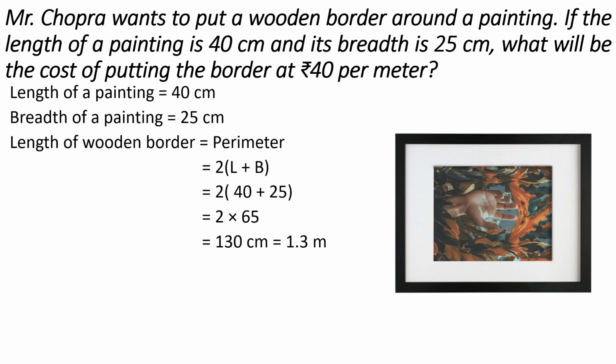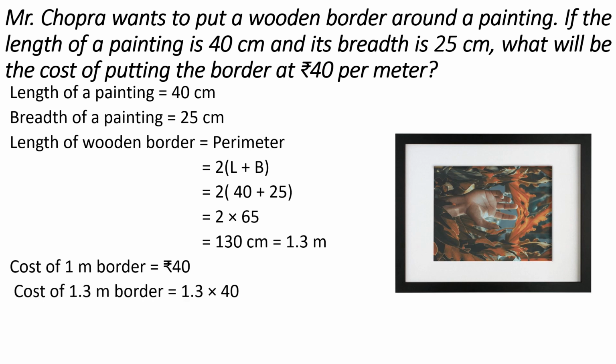Why have I converted into meter? Because if you see the question, the cost of putting the border is at rupees 40 per meter, it is in the form of meter. That's why I converted this perimeter into meter here. Now cost of 1 meter border equals rupees 40. So what is the cost of 1.3 meter border? That is 1.3 multiplied by 40, which equals rupees 52. So we can say the cost of putting the border will be rupees 52.